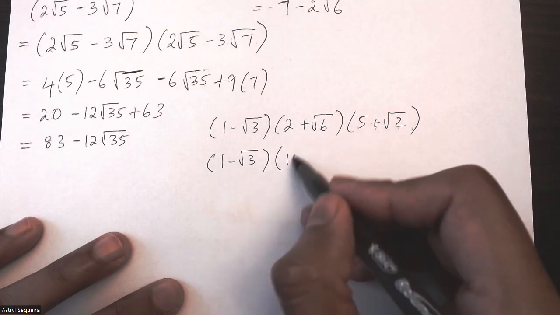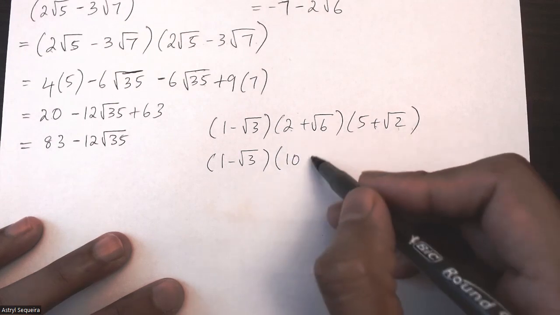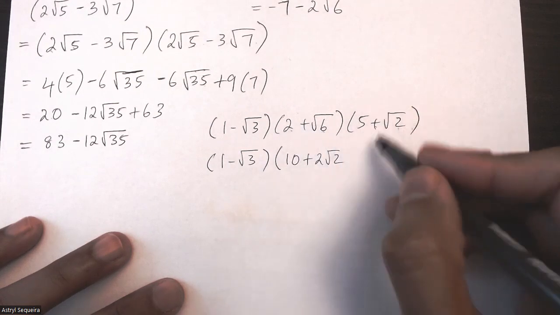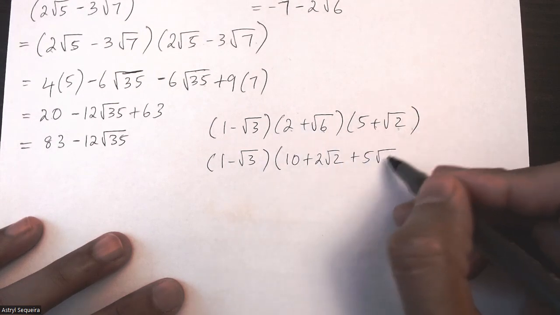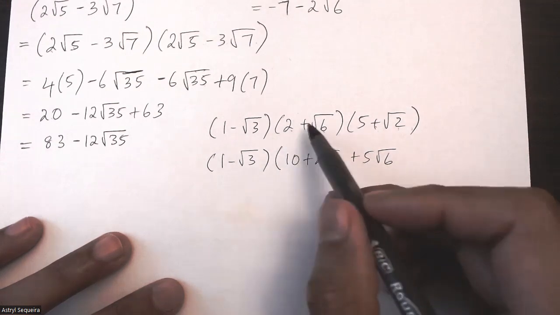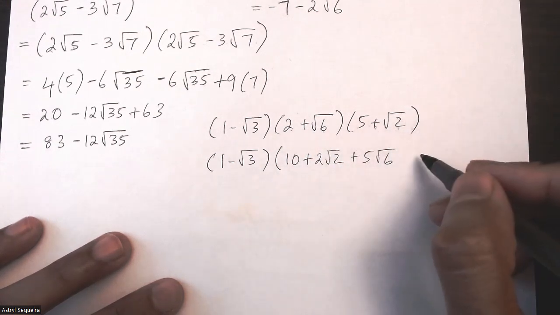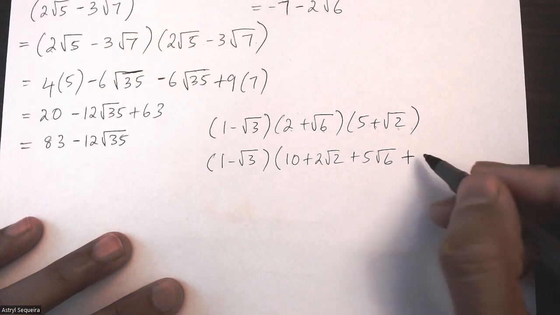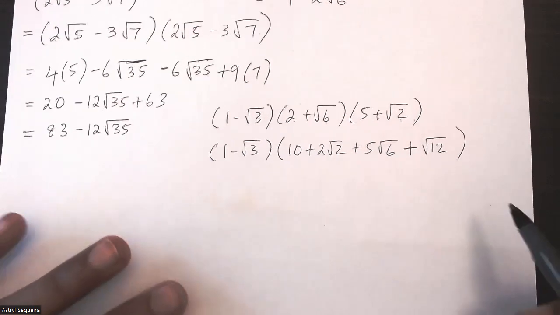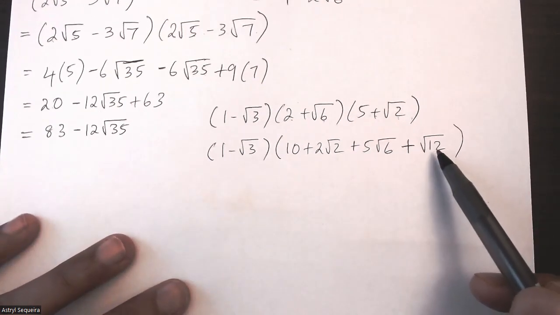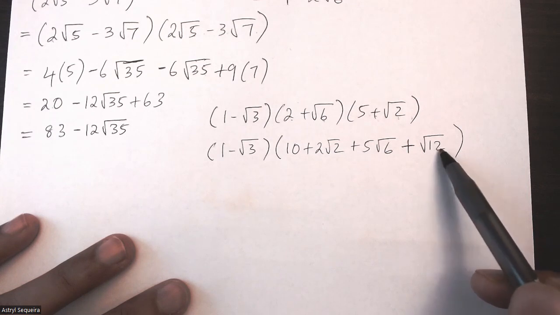2 times 5 is 10. 2 times root 2 is 2 root 2. Root 6 times 5 is 5 root 6. And then root 6 times root 2 is root 12. Now, root 12 can actually be simplified over here because you can turn this into 4 times 3.